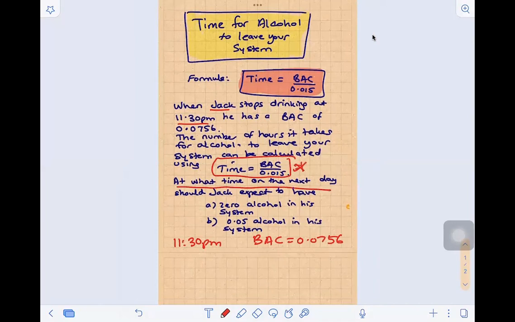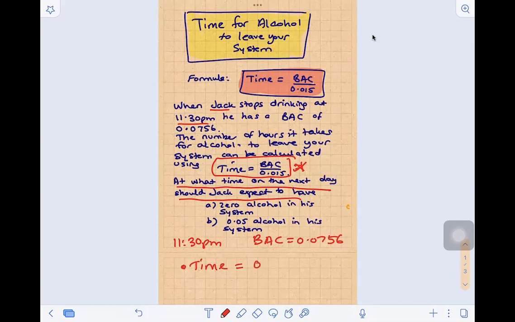So at what time on the next day should Jack expect to have a BAC level of 0? Like, how long would it take for the alcohol to leave his system?